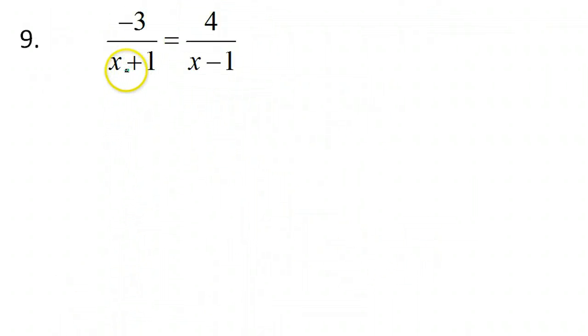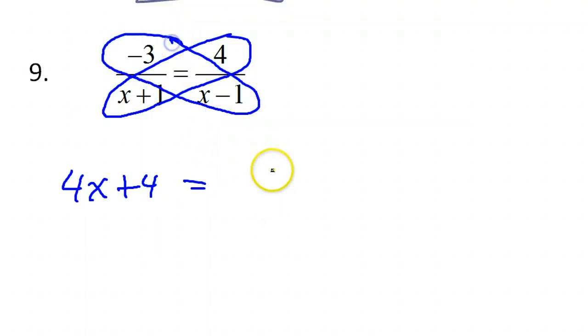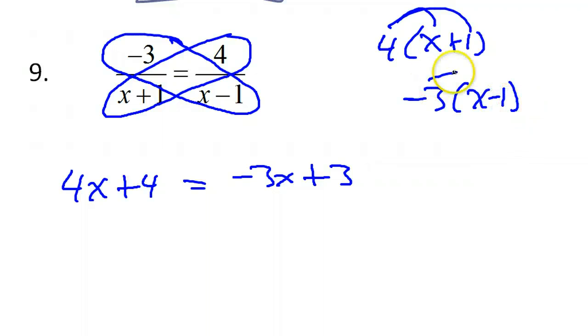Restrictions. From this denominator, x cannot equal negative 1. And from this denominator, x cannot equal positive 1. Alright, cross multiply here gives you 4x plus 4. Cross multiplying here gives you negative 3x plus 3. In each case I am distributing 4 times x plus 1, and negative 3 times x minus 1.